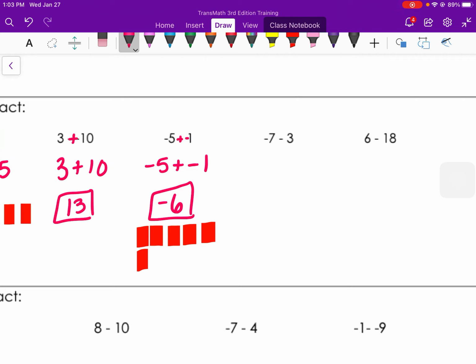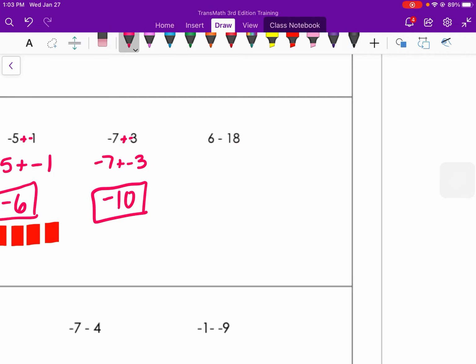Negative 7 minus 3 will be negative 7 plus negative 3. So change the subtraction into addition and then make the sign of the one opposite. So it was positive, so now it becomes negative. Again, the signs are the same. We have 7 negatives plus 3 more negatives is a total of 10 negatives.